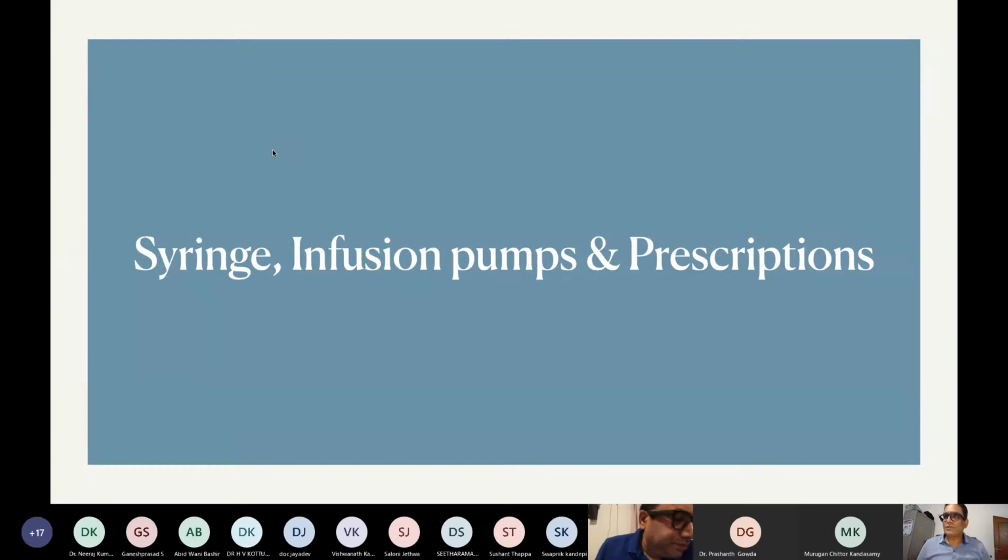So what I am going to do is, excuse me for a second, I'll just switch off the fan so that you can hear clearly. Okay, so with the syringe, infusion pumps, and prescriptions, I'm going to take you through a video which will step by step, for clinicians, highlight how easy it is to use and how easy it is to get transformed from paperwork to digital work.